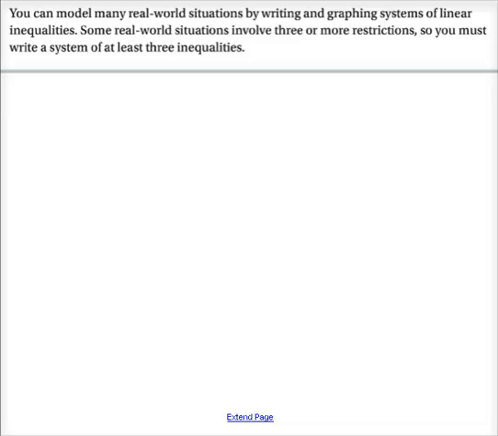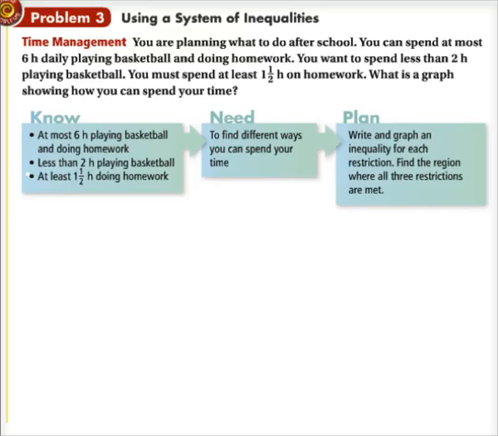All right, you can model many real-world problems or situations by writing and graphing systems of linear inequalities. Some situations involve 3 or more restrictions, so you may have at least 3 inequalities. Let me show you an example. You are planning what to do after school. You can spend at most 6 hours daily playing basketball and doing homework. So the two combined, you can only spend 6 hours.